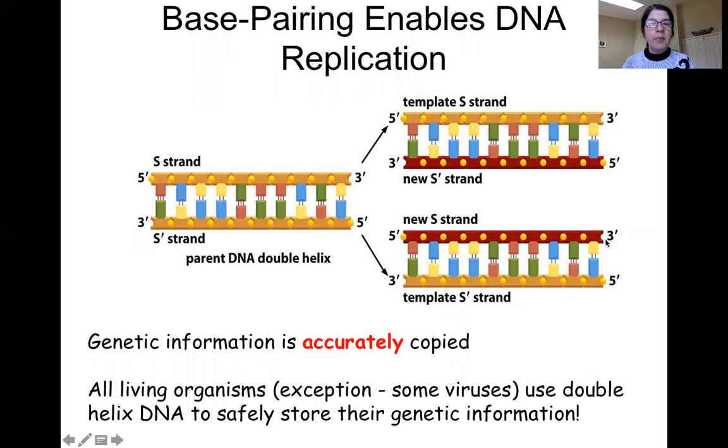So this enables accurate duplication of the genetic information. The fact that all living organisms, with the exception of some viruses, which are not considered living, use double helix DNA, double-stranded DNA, to safely store and transmit their genetic information underscores the importance of the structure of DNA in the ability to accurately copy genetic information.